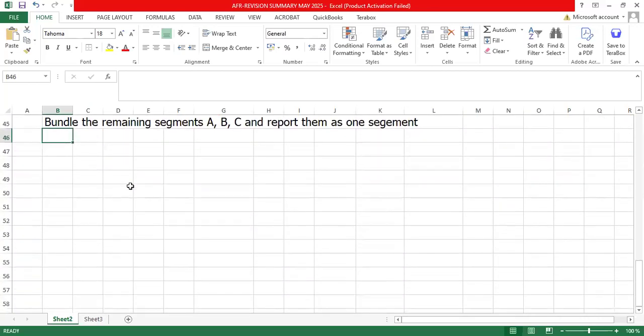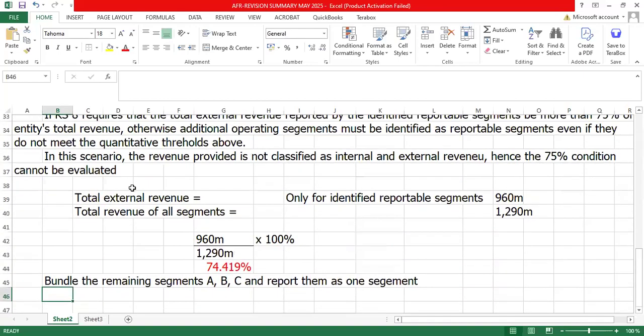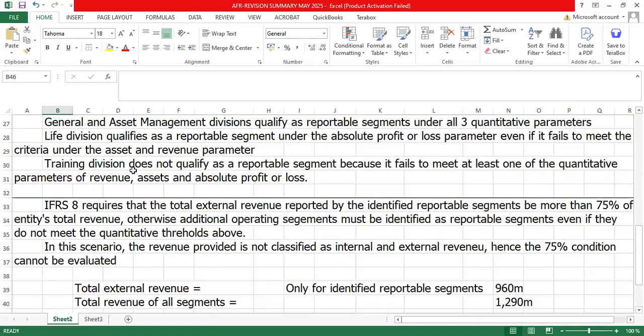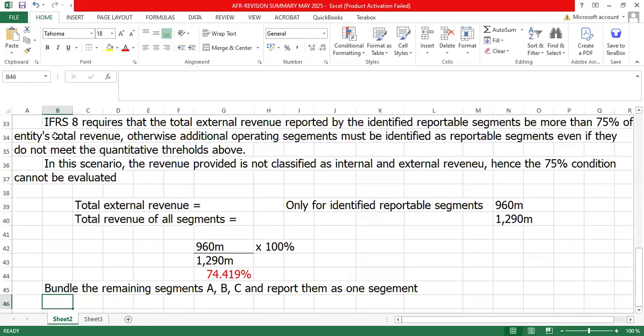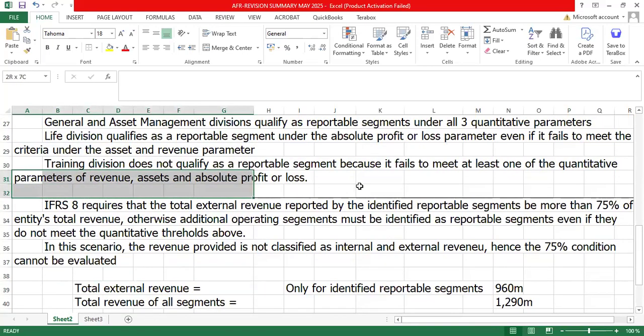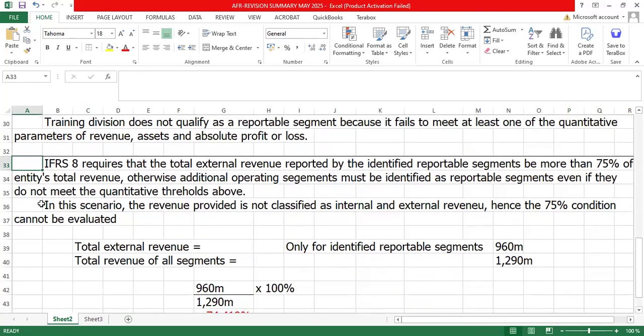Any question? So colleagues, if you meet a question with external, even if it is this question, you have to go ahead and tell the examiner this. Don't just stop here. You have to go ahead and bring this. However, you conclude and say that in this question, the revenue provided is not classified as internal and external revenue, and for that matter, that 75% condition will not be applied.